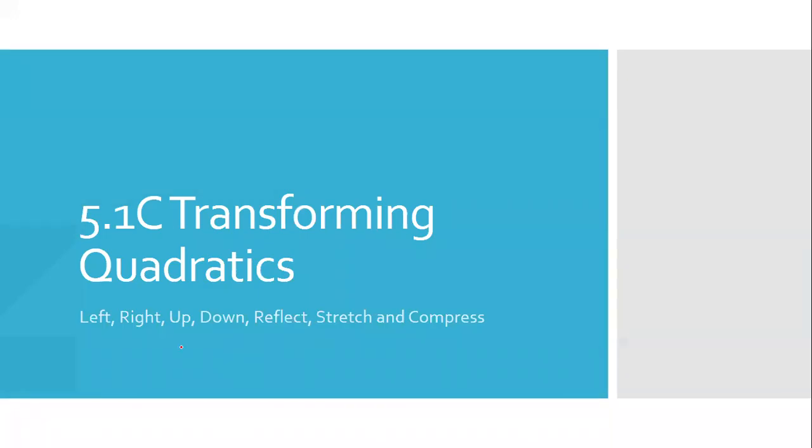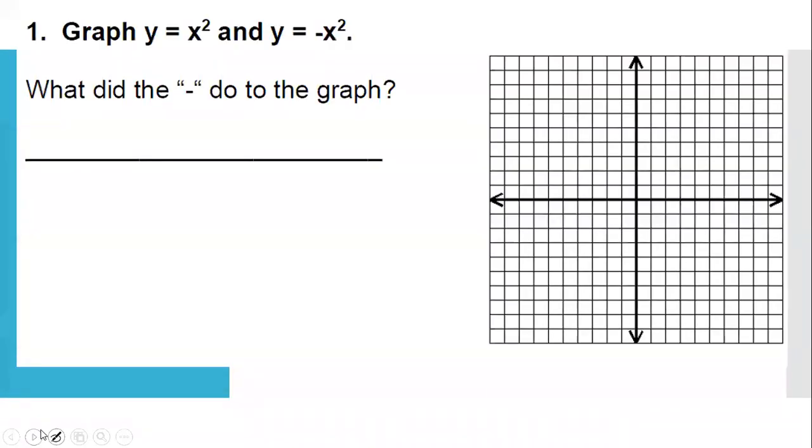So, transforming quadratics. We're going to talk about how to know when a quadratic equation is telling you to go left, right, up, down, reflect, stretch, and compress, aka shrink. Starting off here, understanding and recalling the parent function.